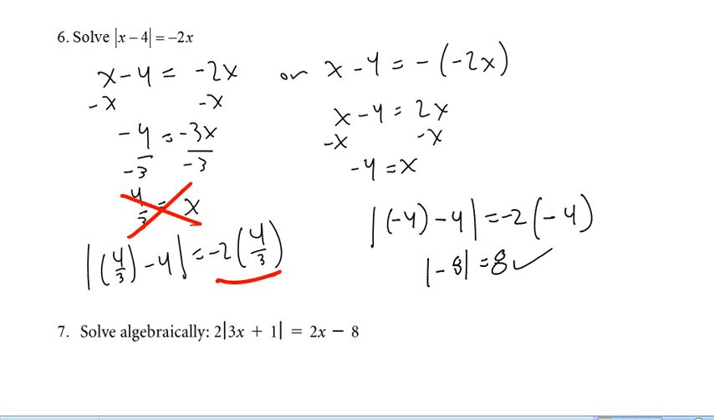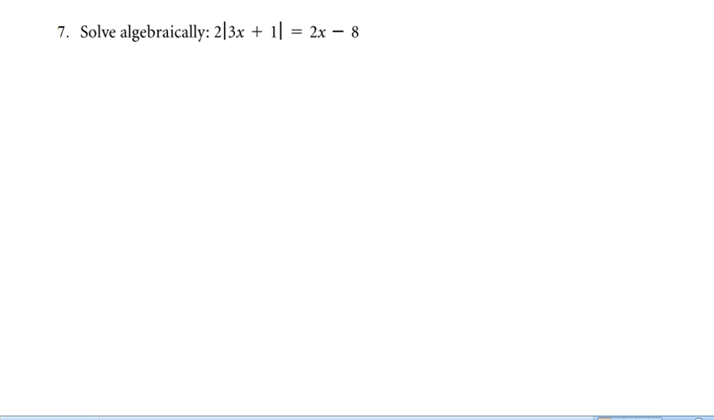Notice the textbook has a different way of finding these extraneous possible solutions. They use more of a piecewise method. If you want to do that, feel free, as long as you show me that this is the only solution, I'm happy. Okay, let's have a look at number 7.